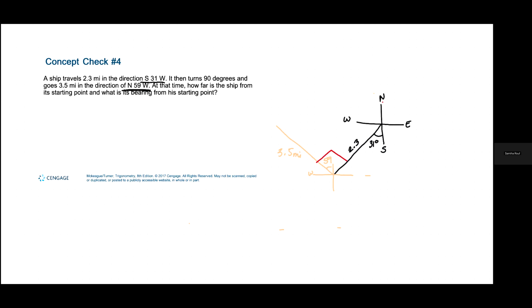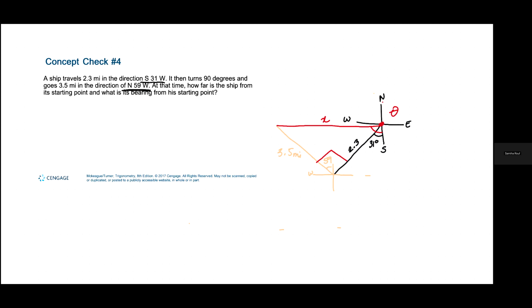So again, how far is the shift from the starting point? So this was the starting point. So this is what we have. So how far is that? Let's say this is X. And what is the bearing from the starting point? So the bearing this time is this angle. So theta is indicated in red.